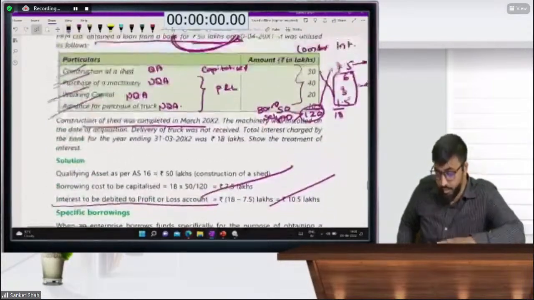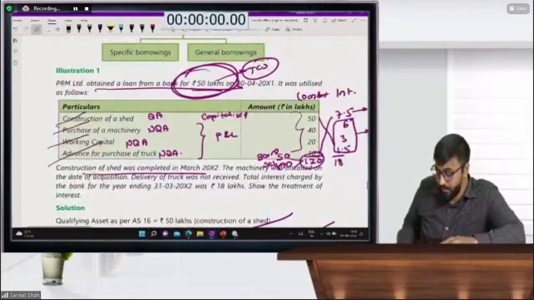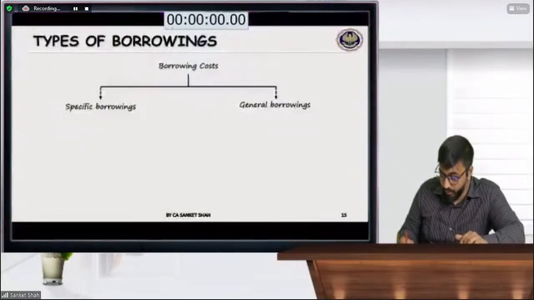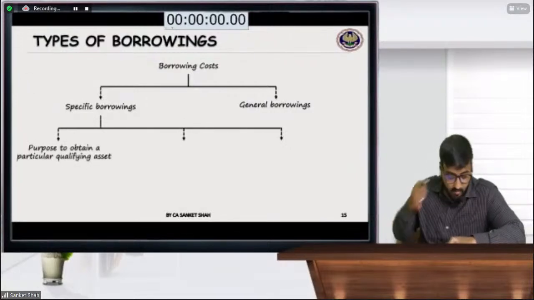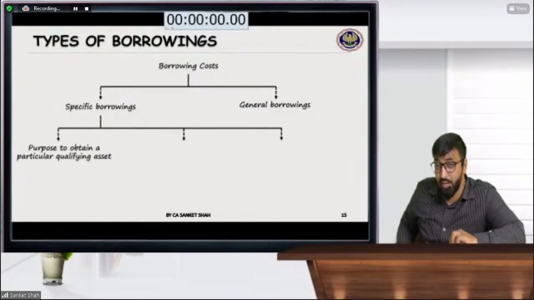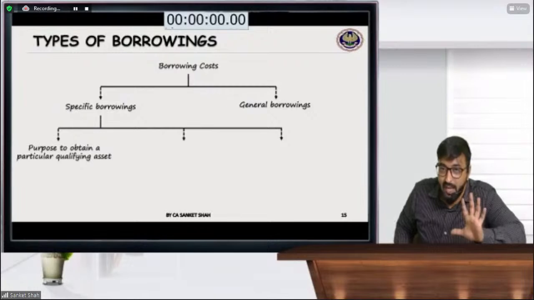So now please focus on specific borrowings. Specific borrowings means that the loan is taken only for qualifying assets. Now in this question, it is a general borrowing. In illustration number 1, the 50 lakhs is a general borrowing. It's used for trade also. It's used for purchase of machinery, working capital, also for machinery.